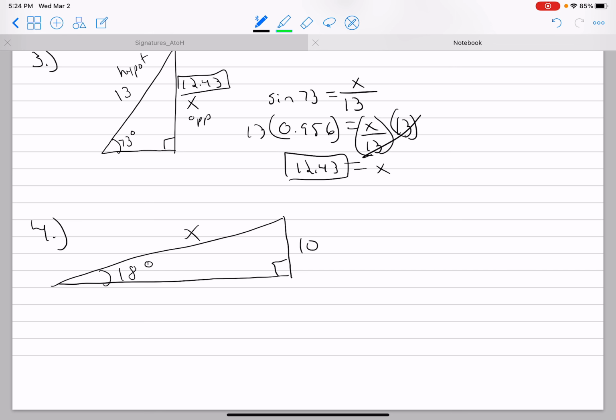Cool, you just did it. I see another hypotenuse, and I see an opposite. I'm going to let you finish that one on your own. I will be checking to see, did you complete number 4 on your own properly?